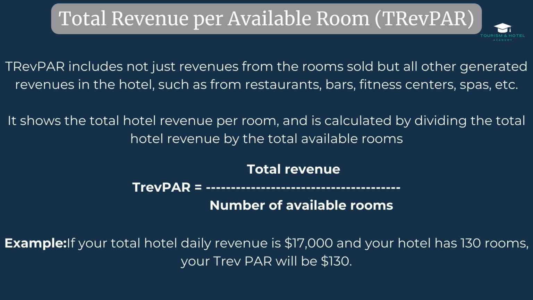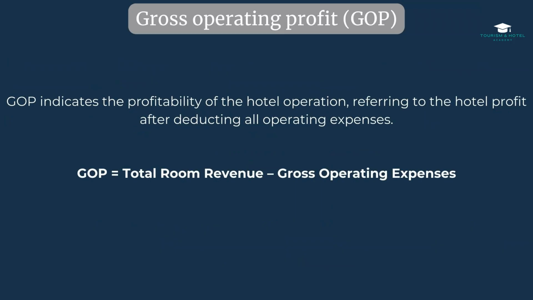It shows the total hotel revenue per room and is calculated by dividing the total hotel revenue by the total available rooms. So, TREVPAR equals total revenue divided by the number of available rooms. For example, if your total hotel daily revenue is $17,000 and your hotel has 130 rooms, your TREVPAR will be $130.